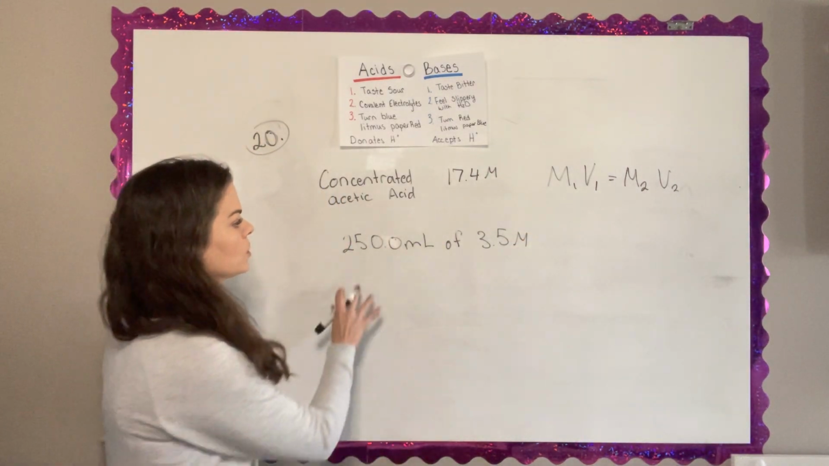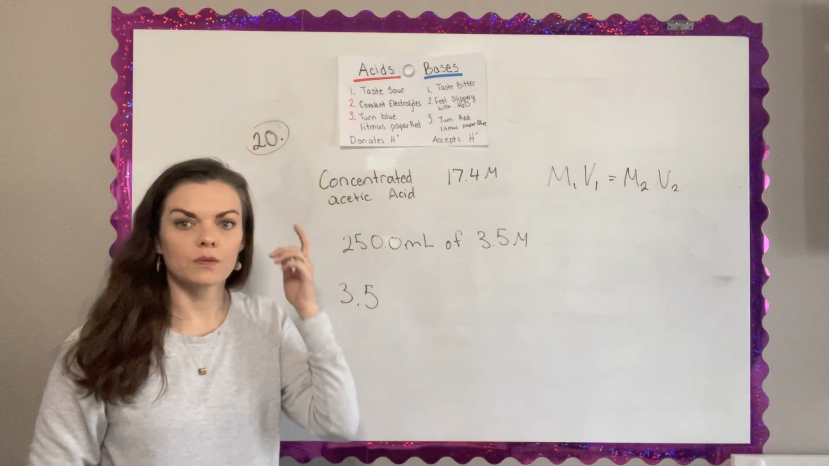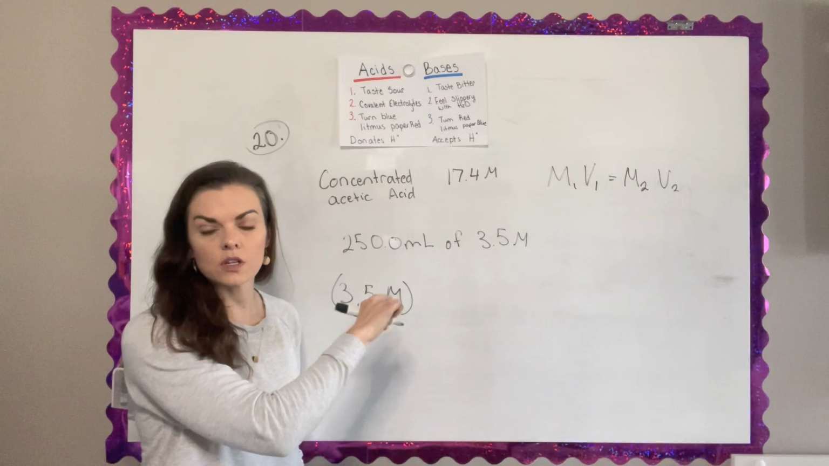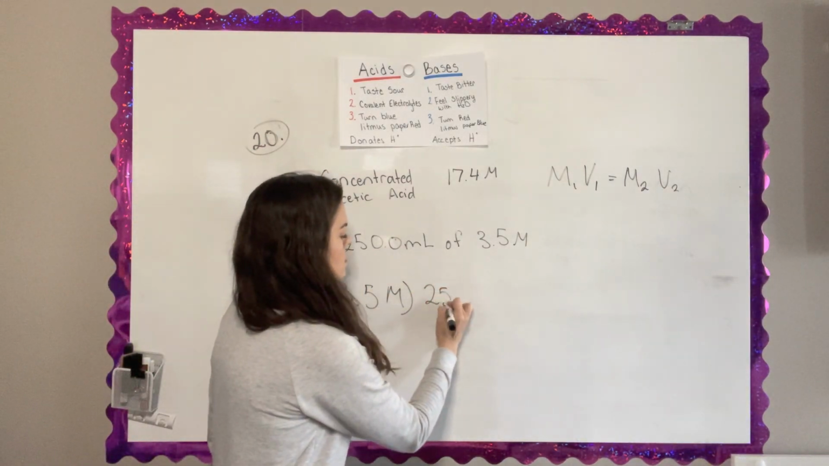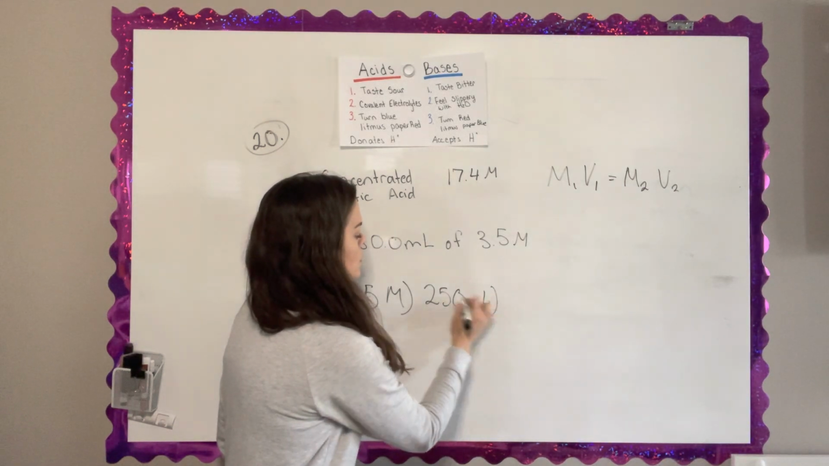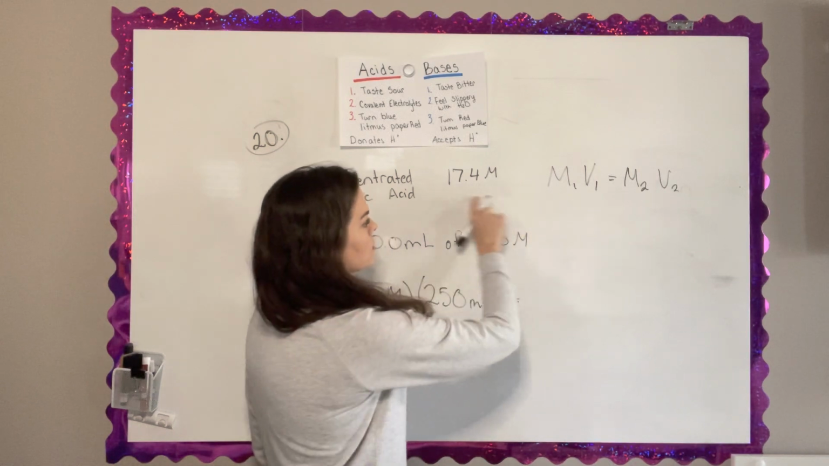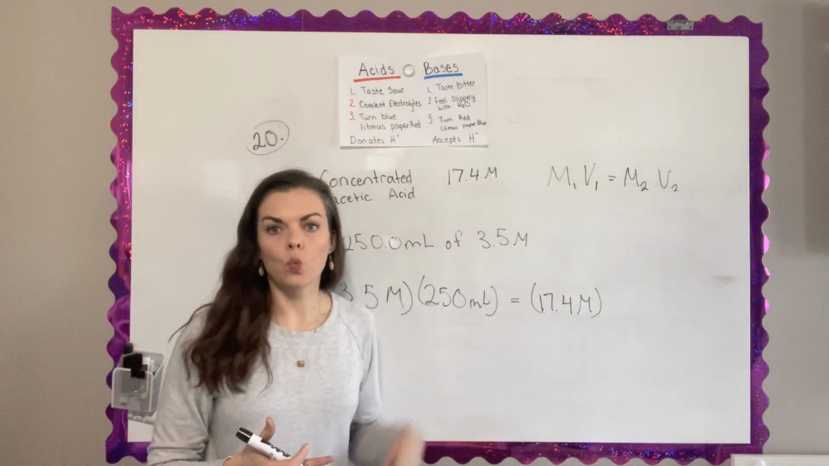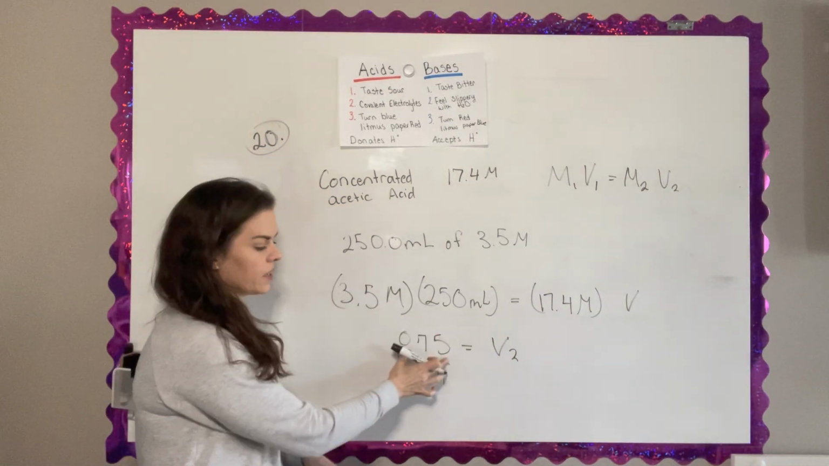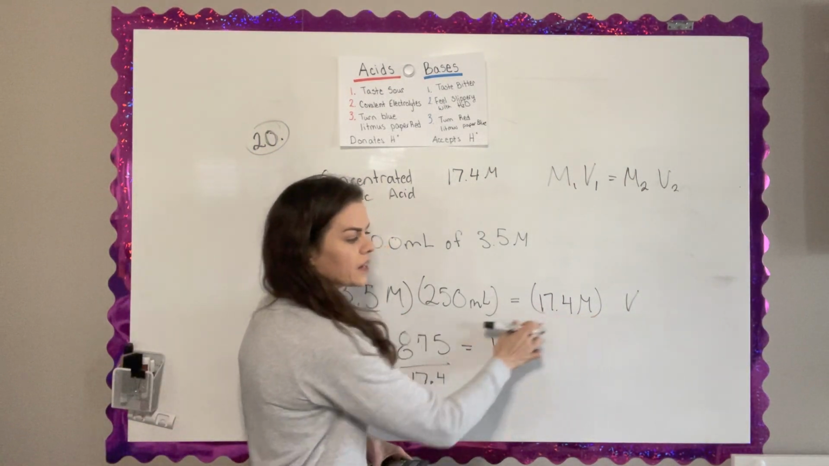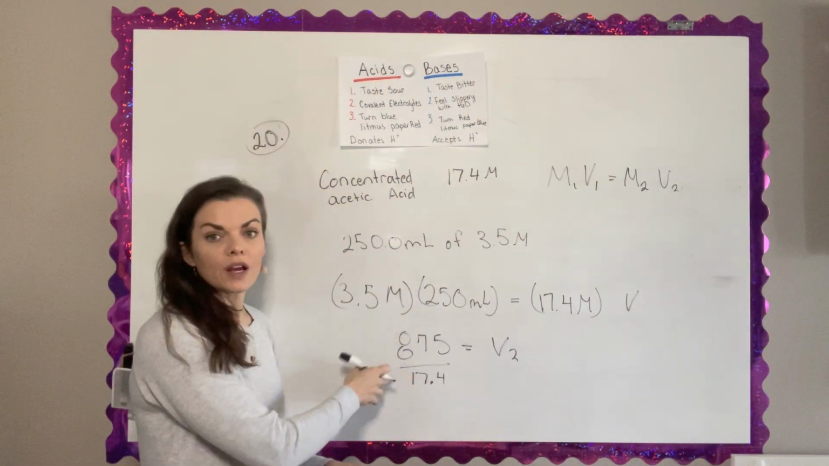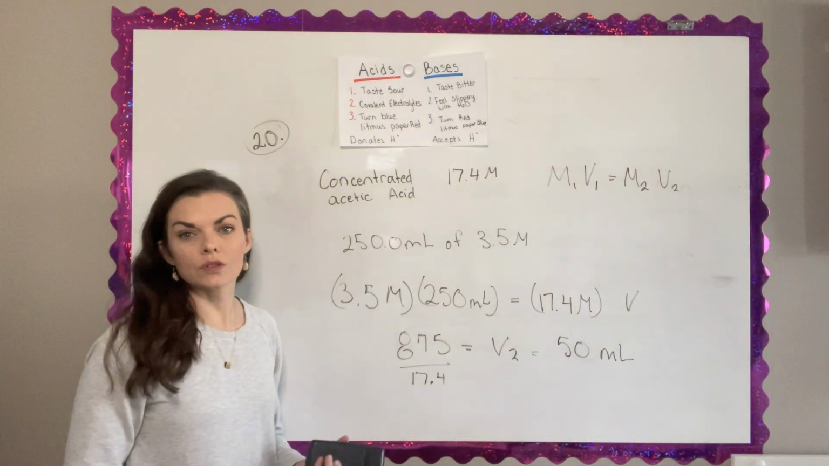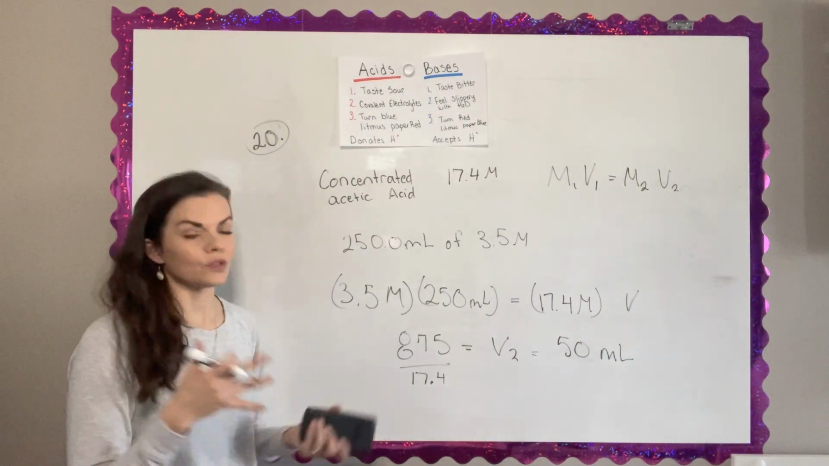So for the molarity of the first one, we have just 3.5, and we're going to multiply that by the volume. We can keep it in milliliters if the whole thing stays in milliliters. So I've got 250 milliliters, and the second one, I've got a molarity of 17.4. And I'm wanting to know how much water I'm going to need to dilute it to. If I multiply these together, I get 875. Then I'm going to divide by 17.4 so that I get volume alone. And so when I do that, I get V2, which is equal to 50 milliliters. Now your book says 0.05 liters, which is the same thing.